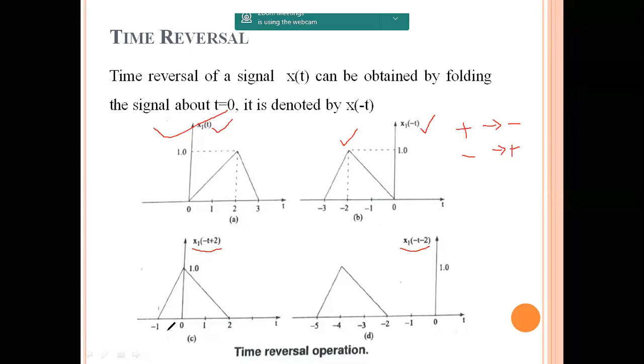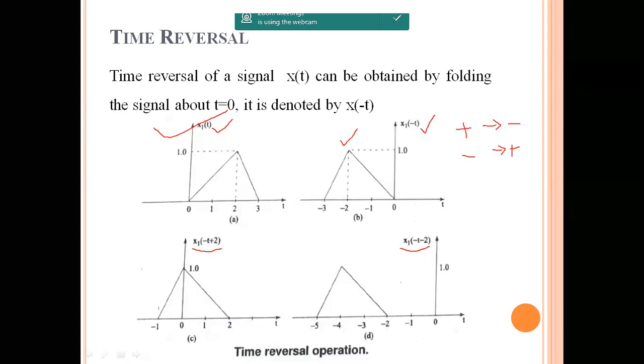Obviously you'll get minus 1. Now this becomes minus 2 plus 3. Minus t plus 2 is equal to minus 3, you will get minus 1. Similarly, minus t plus 2 is equal to 0, that means you will get 2. Similarly, minus t minus 2 is equal to minus 3, and minus t minus 2 is equal to 0. That means obviously you will get minus 5 and minus 2.